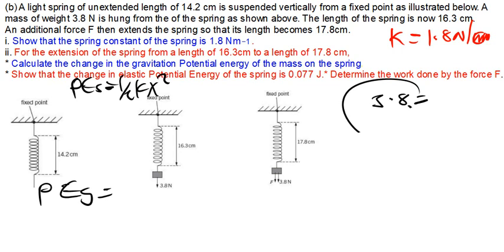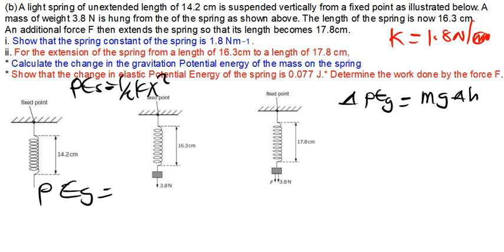The change in gravitational potential energy is going to be my initial gravitational potential energy minus the final. What does it mean? When I say initial minus final, what I mean is this: mg times the change in h. The change in h came from 14.2 all the way to 16. That will be my initial. The final now is this 17 minus that.